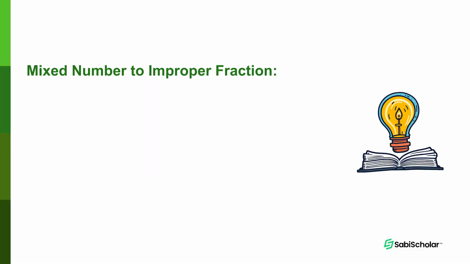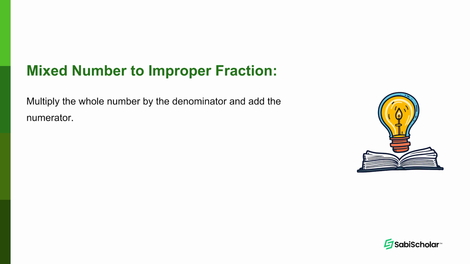Mixed number to improper fraction. If you now want to convert a mixed number to an improper fraction, the first thing to do is multiply the whole number by the denominator. When you multiply the whole number by the denominator, you then add the numerator to the result. Then you place this result over the original denominator.